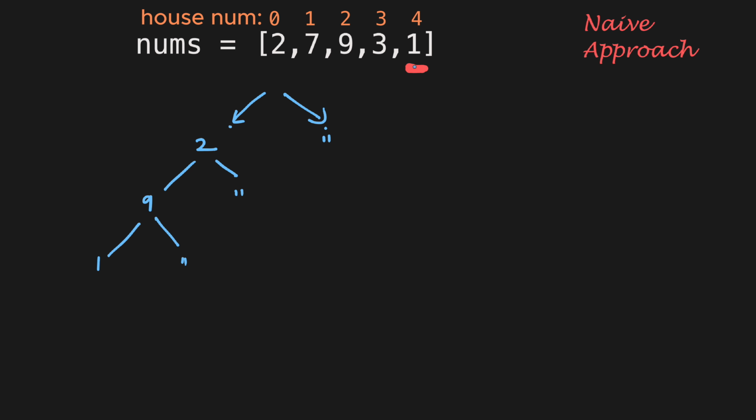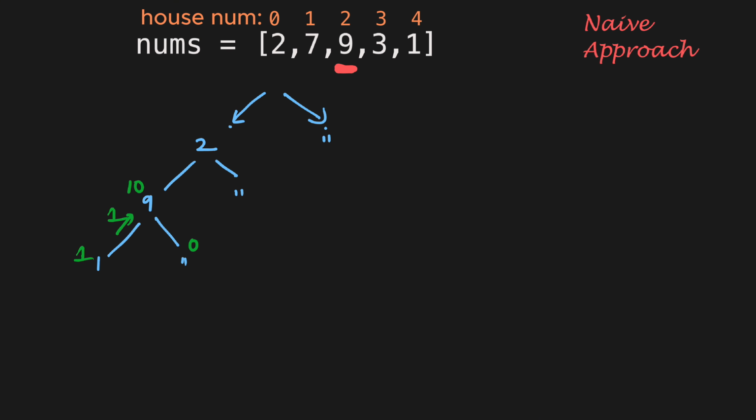And if we rob house number 4, there are no more houses left, so we have hit the base case. Hence, the total amount of money we can rob at this point will be 1. Similarly, if we skip this house 4, the total amount of money we can rob will be 0 because there are no more houses remaining to rob from. And we have to return the maximum amount of money we have robbed so far. That is the maximum of 1 or 0, which will be 1. And now the total amount of money we can rob starting from house number 2 will be 10.